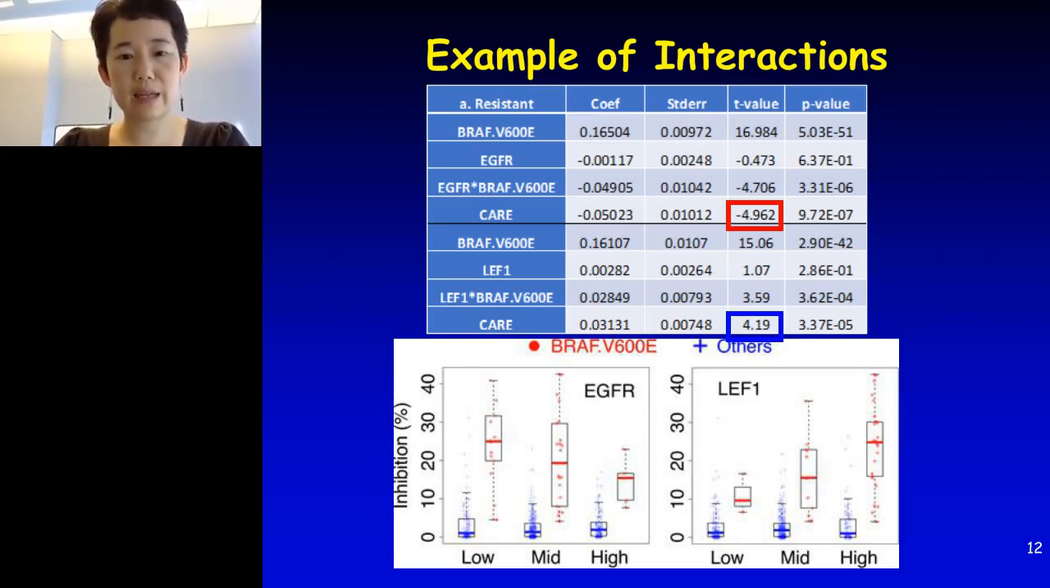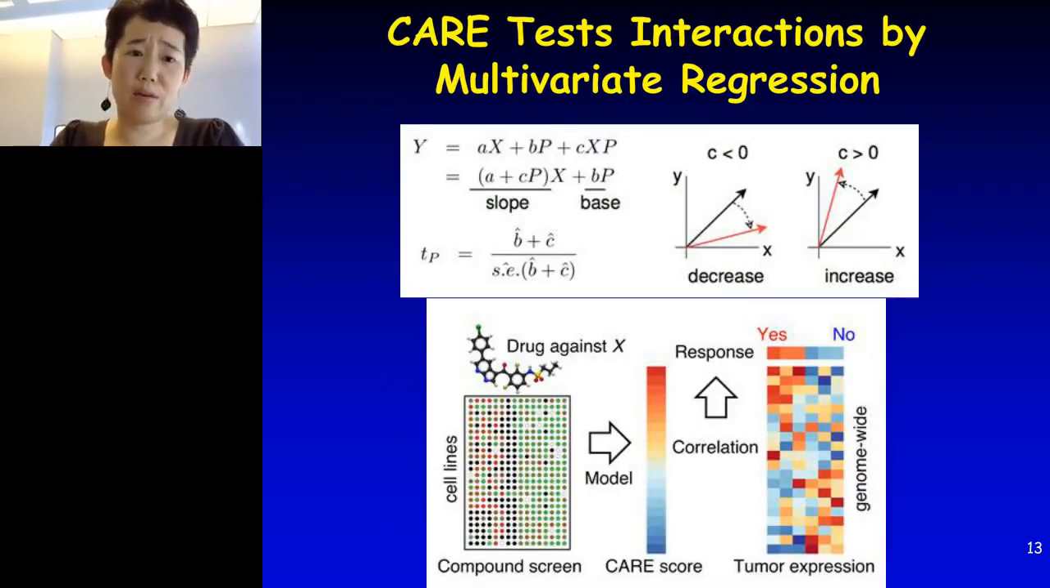Whereas with LEF1, it's a positive score in here, which means that when LEF1 gene expression goes up, the cell will be even more sensitive to the drug. And you can see from the p-values, these are very, very significant. And so you wonder, this is just two examples. You can always pick and choose. The fact is we don't actually pick and choose.